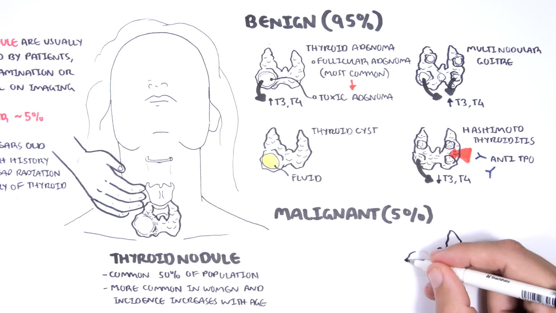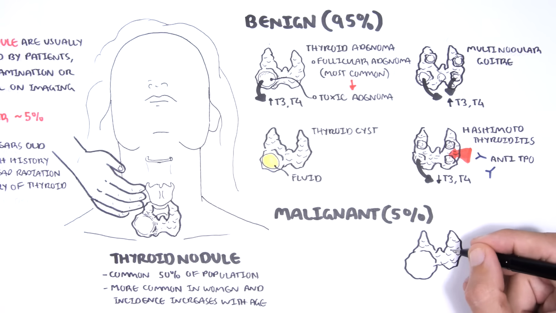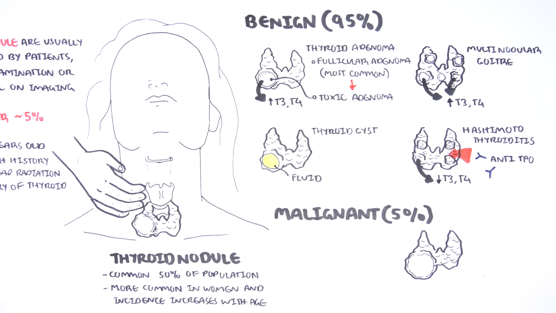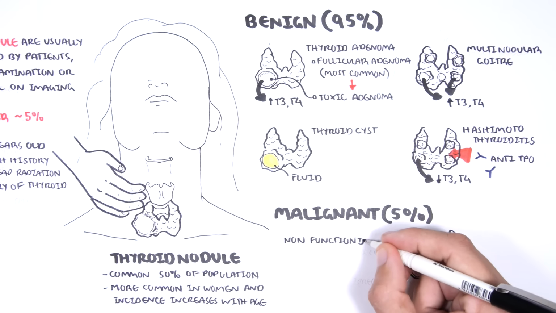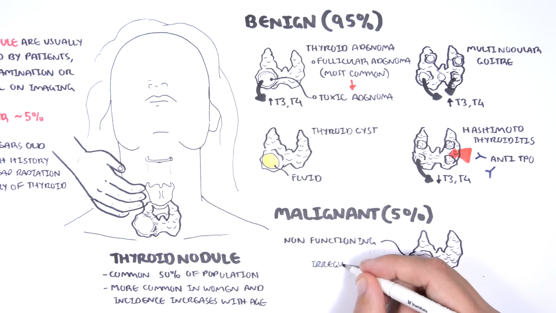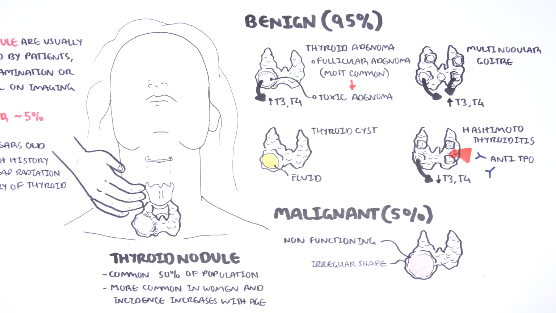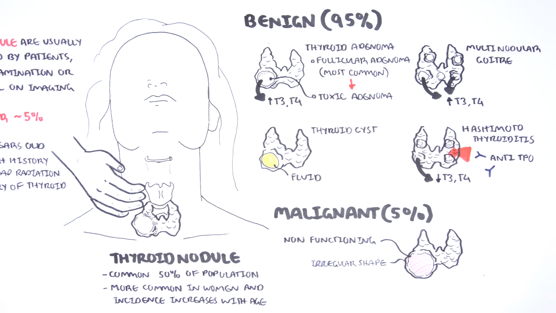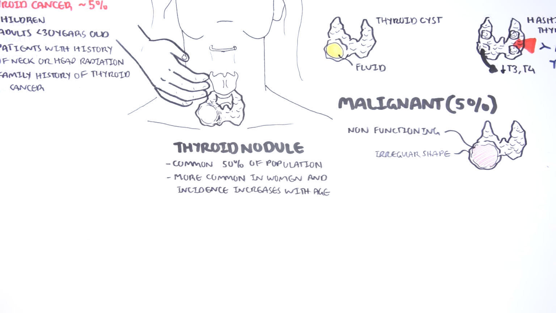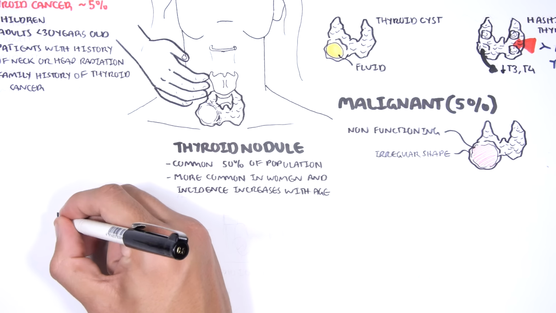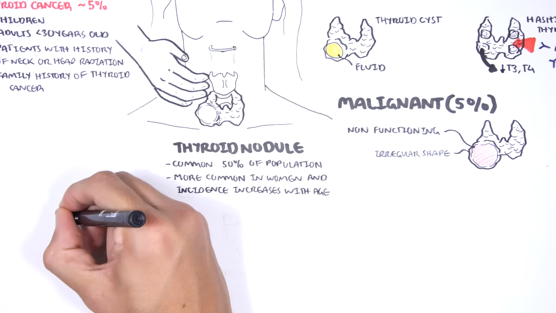5% of thyroid nodules are cancerous, and there are many types of thyroid cancer, which we will not talk about, but the most common thyroid cancer is papillary thyroid cancer. There are features of the thyroid nodule which may sway one to think that it is cancerous, and this includes being a non-functional thyroid nodule, meaning the thyroid nodule doesn't produce any thyroid hormones. Another feature can be that if it's an irregularly shaped thyroid nodule, this also may suggest cancer.